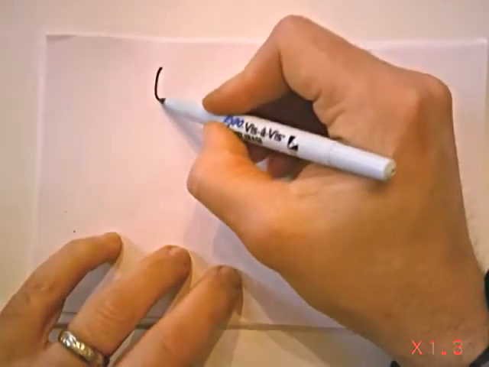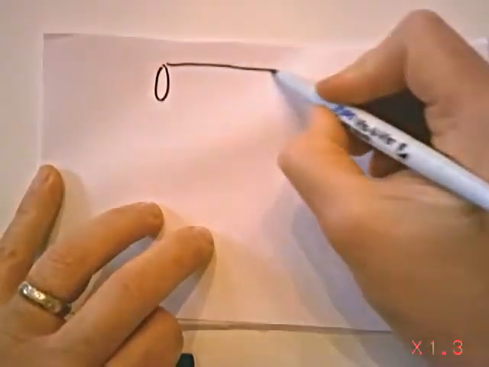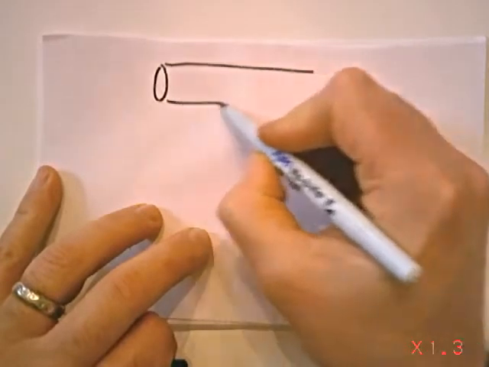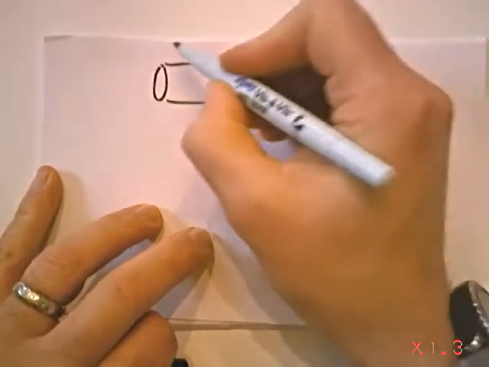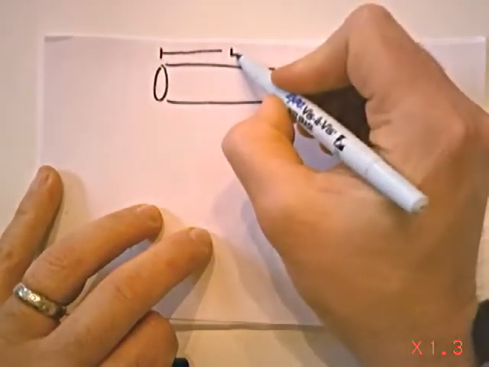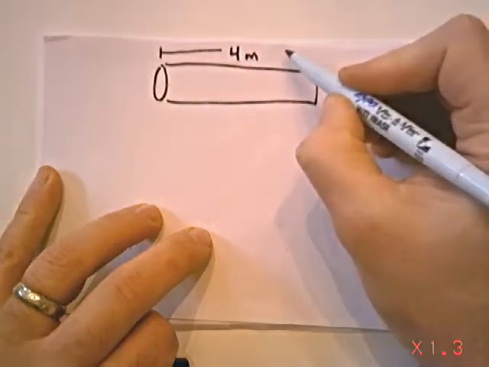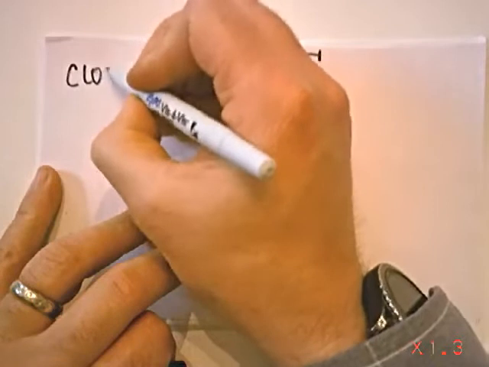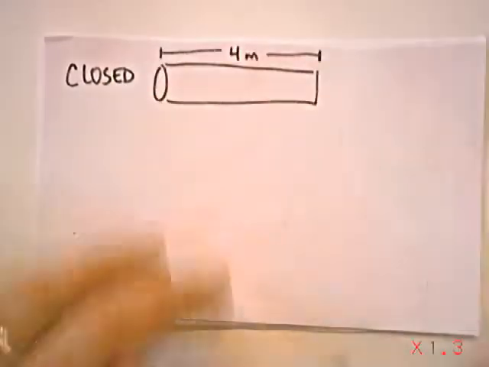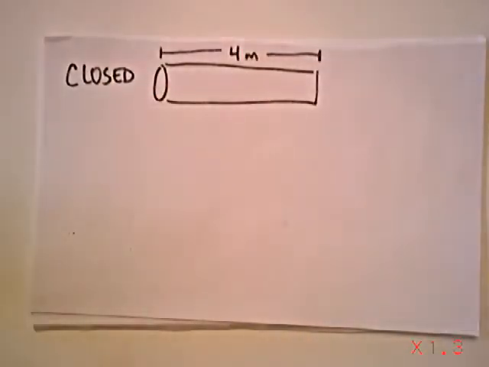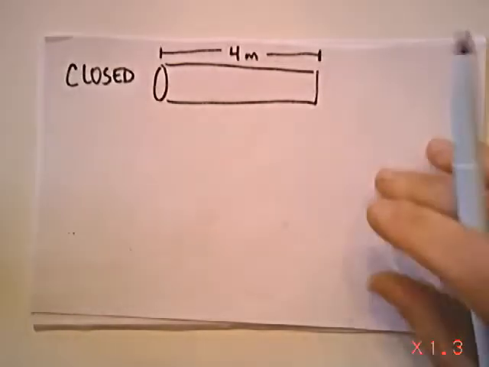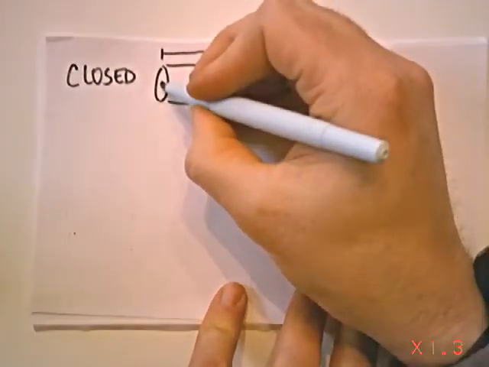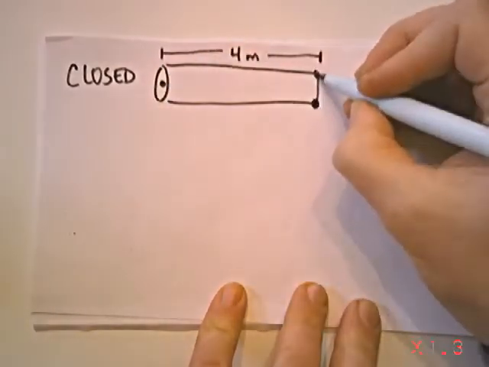Let's take a look at a closed pipe now. So I'm going to use the same length of pipe, 4 meters in length, let's say. The big difference is it's closed. So how's that going to change things? Well, the big difference, we still start with a node, but we end with an antinode.